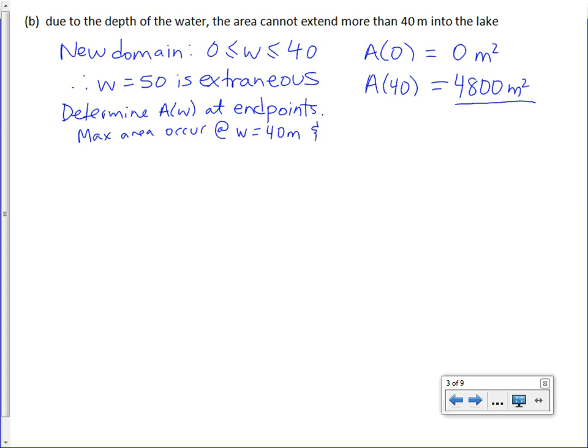And again, just so that I finish this off, what would be the corresponding length? Again, it's the same formula to find L, right? L is 200 minus 2 times, in this case, 40. 200 minus 80 is 120.